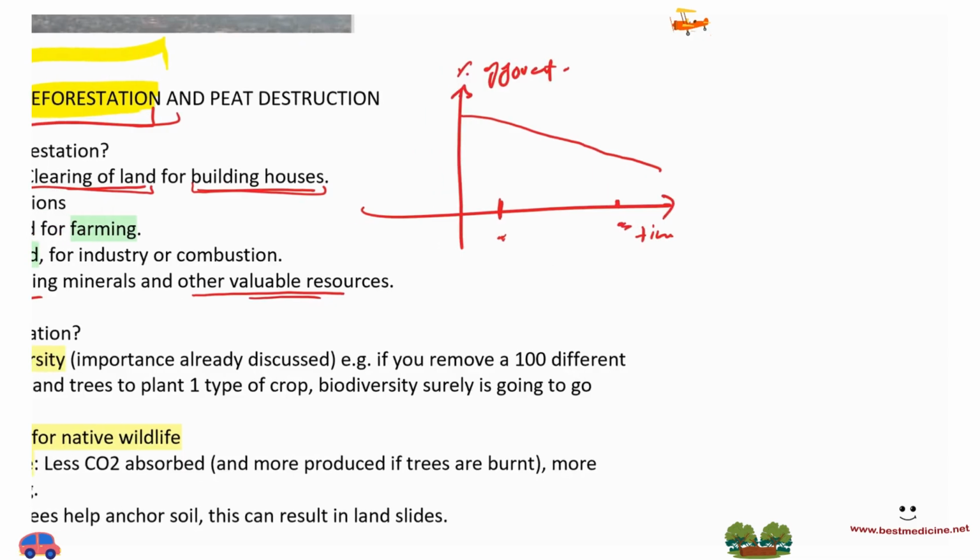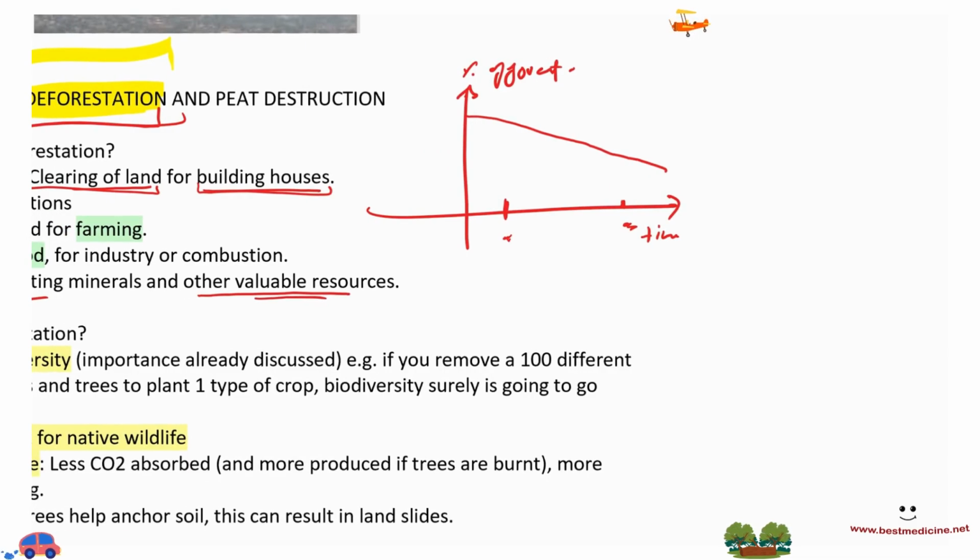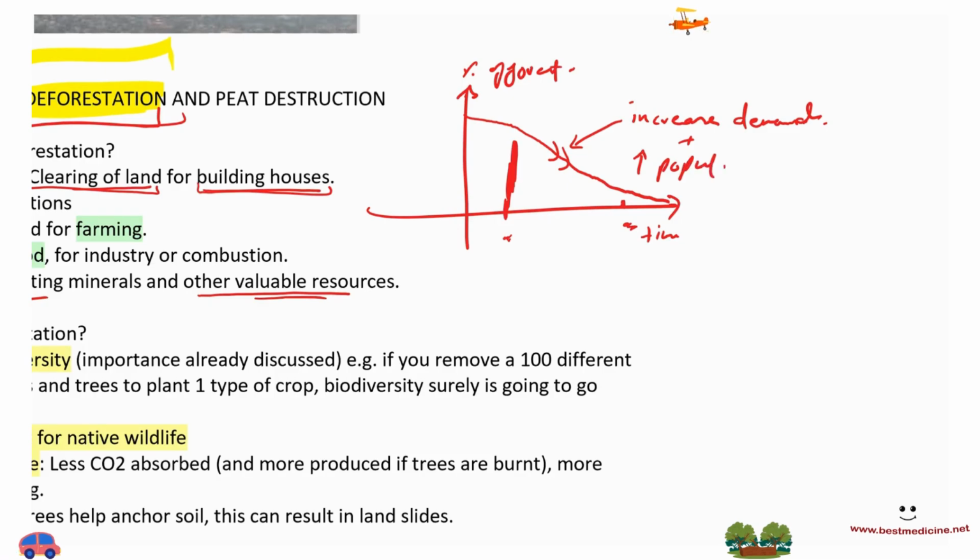They can also give you a question as to why the rate of deforestation suddenly increased after this point. So maybe the rate of deforestation is like this, and then it's suddenly accelerating, and they can ask you why it accelerated. You could say increased demands of resources like minerals. You could say increased population, so that you have to clear the land, etc.